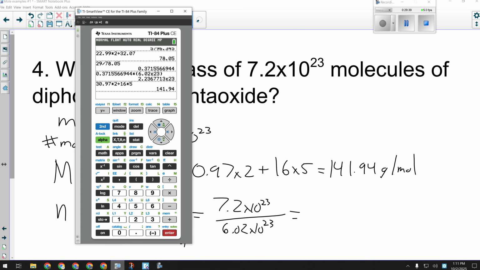Now, if you're really on the ball with your math, do you need to put the 10 to the 23 in here? If they have the same exponent, you could actually just divide the bases, but I don't want to confuse anybody, so I'm just going to put the whole thing in. 7.2 E23 divided by 6.02 E23. Okay, so I have 1.196 moles.